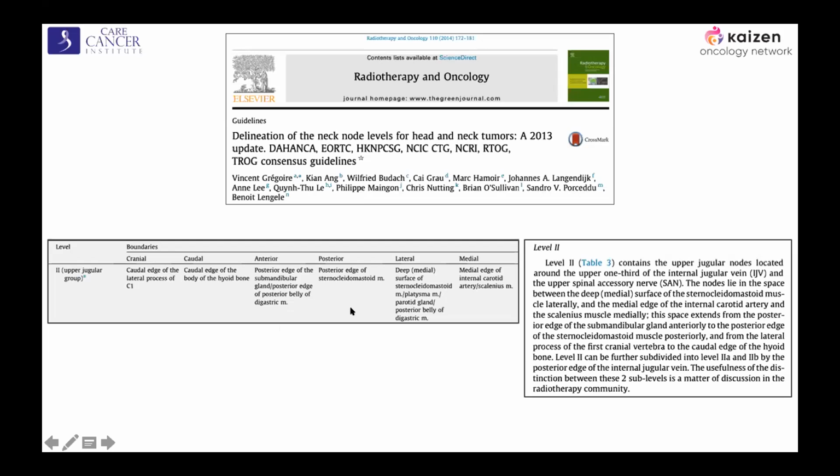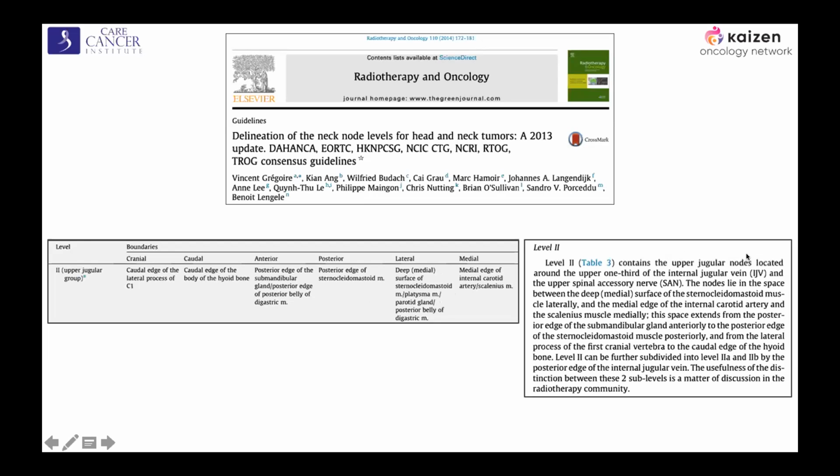Posteriorly, it is restricted by the posterior edge of the sternocleidomastoid. Please keep in mind, all across till we study levels 2, 3, and 4, posteriorly it will be restricted by the posterior edge of the sternocleidomastoid, and the lateral boundary will always be the lateral border of the sternocleidomastoid. So that's why I put them together, level 2, level 3, and level 4. Laterally, it is limited by the deep surface of the sternocleidomastoid, and where you don't have the sternocleidomastoid, the platysma or the parotid or the digastric. And medially, you have to include the internal carotid artery in your contour.